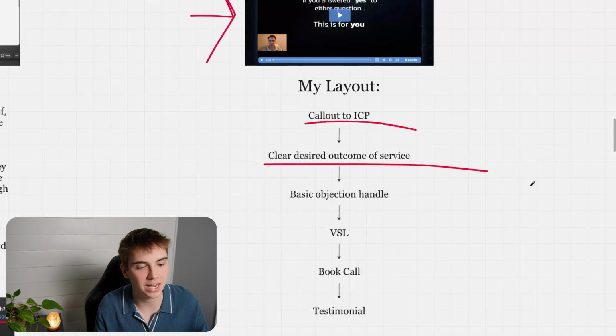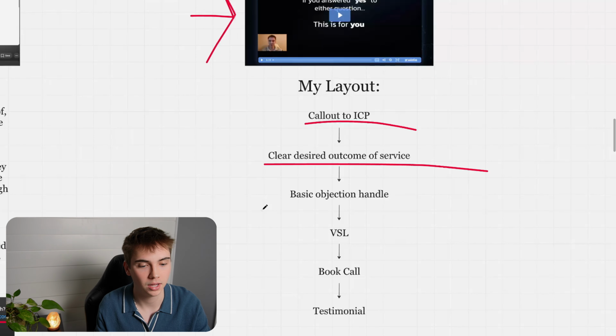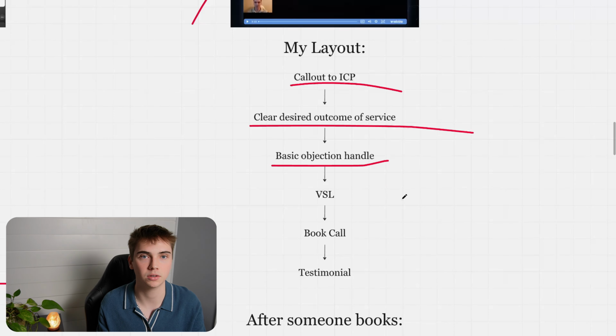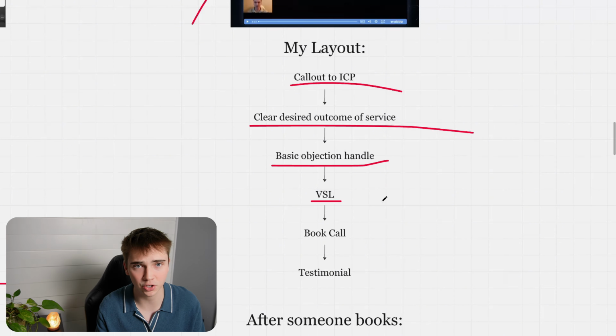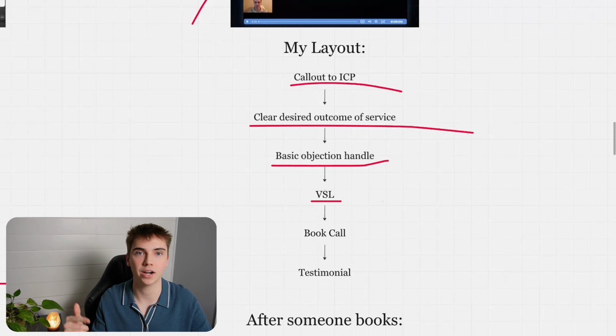We're then going to establish a clear desired outcome of the service. What do these people want and what am I going to deliver? Then we're going to handle basic objections. Anything that's very common, you want to take the top 1 to 2 that you hear the most and handle that objection within your sub headline. Then create a very straightforward, to the point VSL. You don't want to waste anyone's time, just like with YouTube. No fluff, get to the point. They will respect it and it will be higher converting.